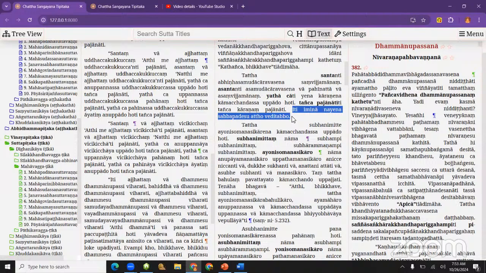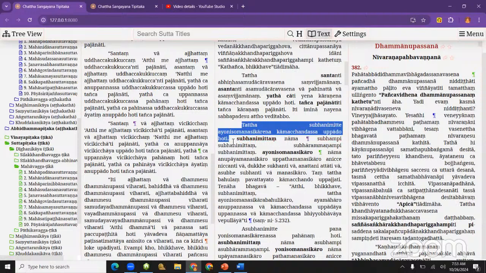Okay. Tattha, in this kāmacchanda nīvaraṇa, or the hindrance, subha nimitte ayoniso manasikarena kāmachandasa uppado hoti. How does the kāmacchanda arise now? Tattha subha nimitte. What does subha nimitta mean? Attractive object. Attractive object is what is called subha nimitta. Because this subha nimitta is very dangerous. If you see this attractive object, you will end up with a lustful mindset. So therefore Buddha highlights here how the kāmacchanda arises: through unwise attention.